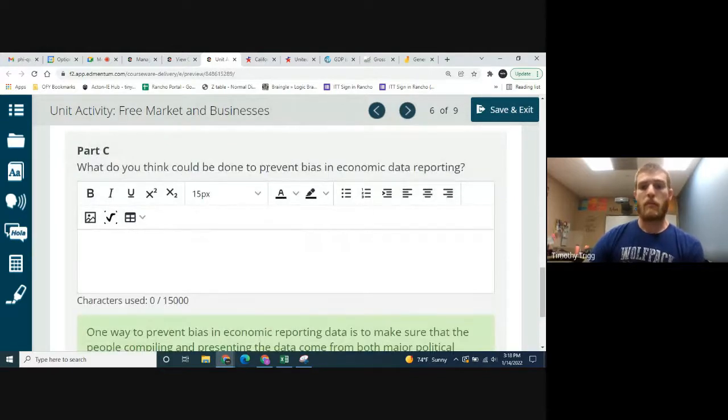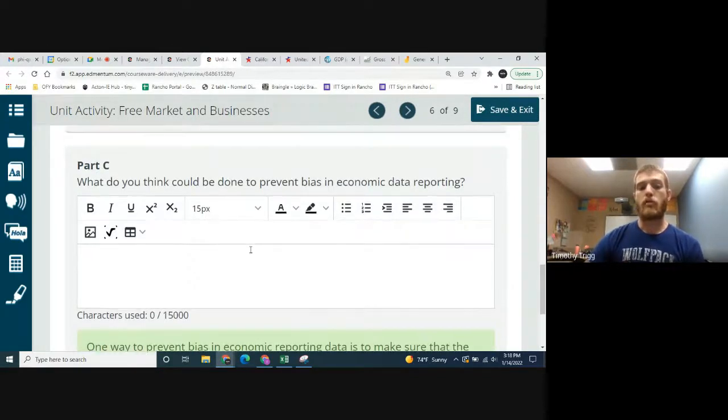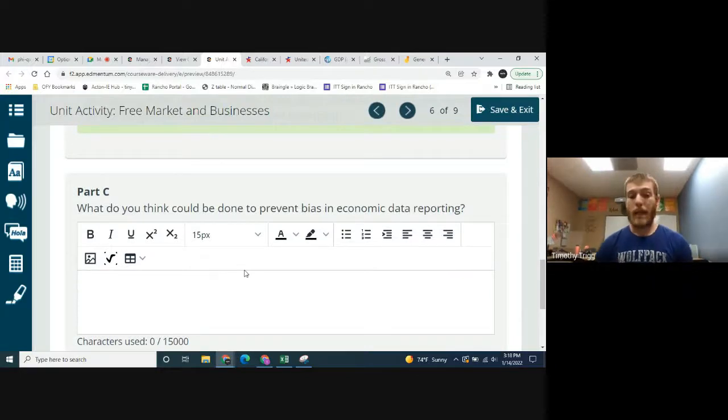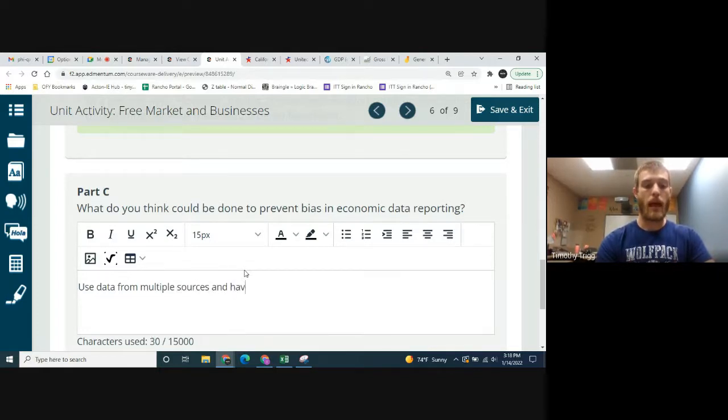What do you think can be done to prevent bias in economic data reporting? So some ways to eliminate bias or try to prevent bias is to have multiple sources looking at the data. So use data from multiple sources and have multiple organizations interpreting the data.